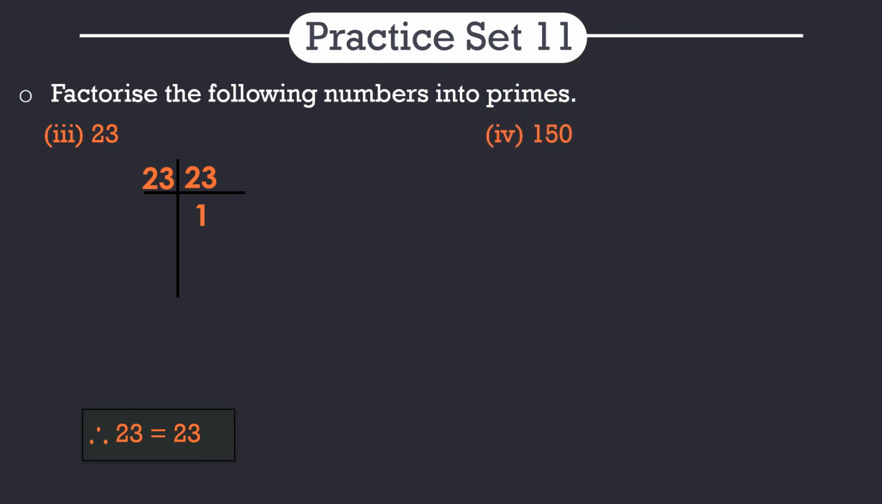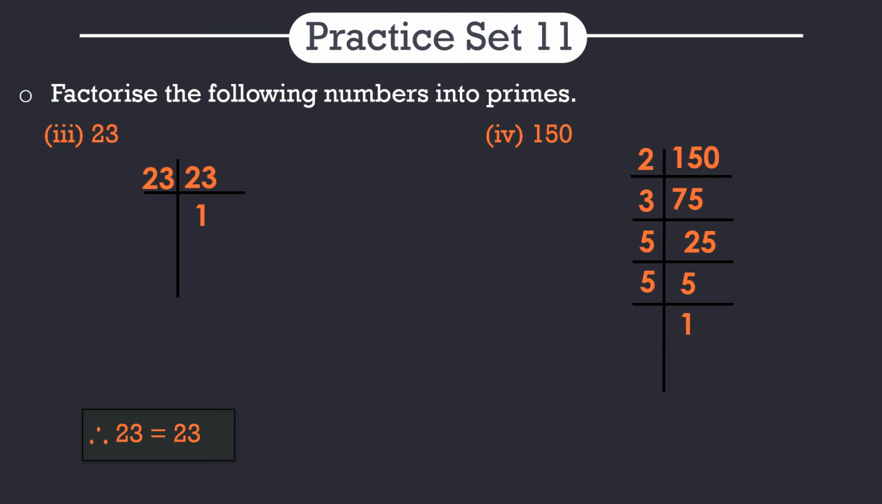Fourth, 150. Now, as you can see that 150 is also an even number, so we are going to divide by 2. 2 75s are 150. Now, the sum of digits of 75 is divisible by 3. So, we are going to divide by 3. 3 25s are 75. Then 5, because 25 is divisible by 5. 5 5s are 25. 5 1s are 5. Therefore, 150 is equal to 2 into 3 into 5 into 5.